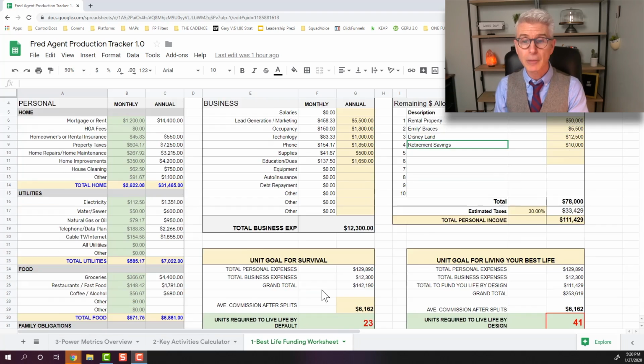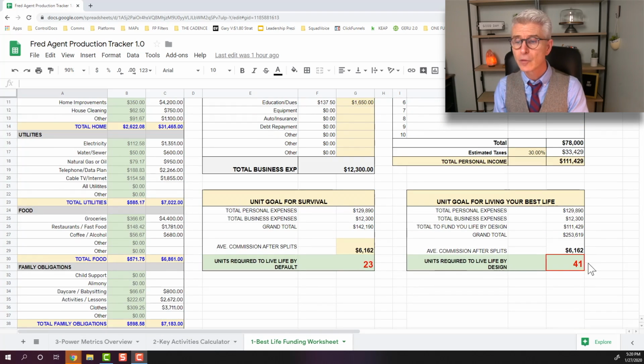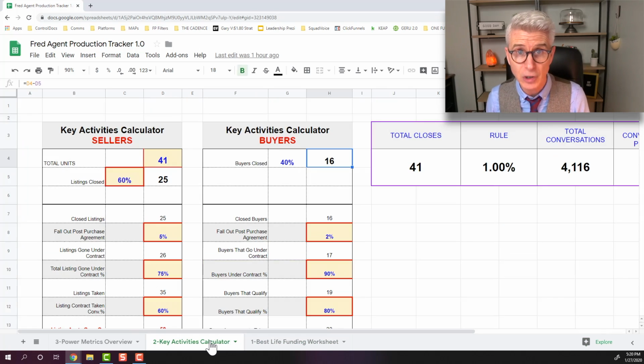And if you remember, I'm going to go back over here. Fred needed 41 units to live his version of his best life. So now we know that Fred needs to produce 41 units. So now the question is, how do we determine what activities Fred should be involved in on a daily, weekly, monthly, quarterly basis? What is Fred's 20% that he needs to be engaged in to deliver 80% of his results? Well, that's what the Key Activities Calculator will help us determine. So if you go over there, here's what I want you to observe.